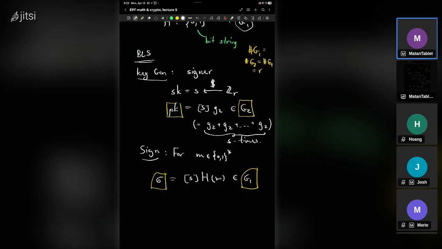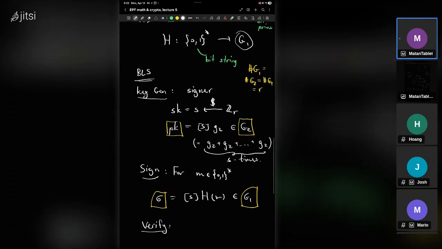And now somebody needs to verify. So the verifier, what do they have? They have all the public information. So they have G2 and the generator of G2. And they have G1 and the generator of G1. And also GT.